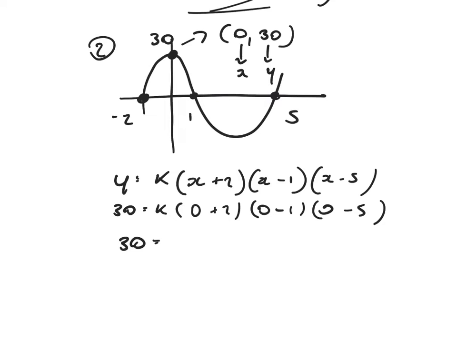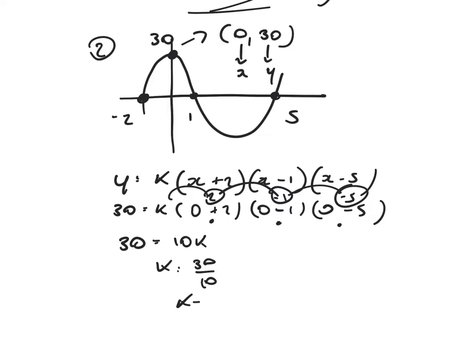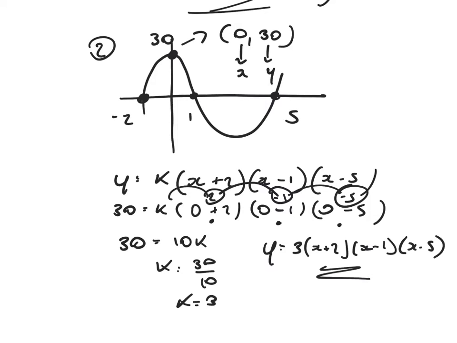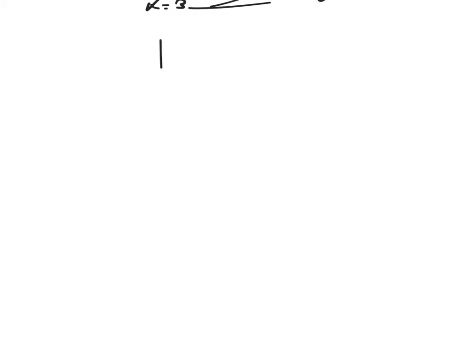Okay, so let's just take our time with that. 0 plus 2 is 2, times 0 minus 1 is minus 1, times 0 minus 5 is minus 5, so 2 times minus 1 is minus 2, minus 2 times minus 5 is 10, times k is 10k. k is equal to 30 over 10, and k is equal to 3, so the final answer for the function is y equals 3 bracket x plus 2 bracket x minus 1 bracket x minus 5. Okay, let's try another.